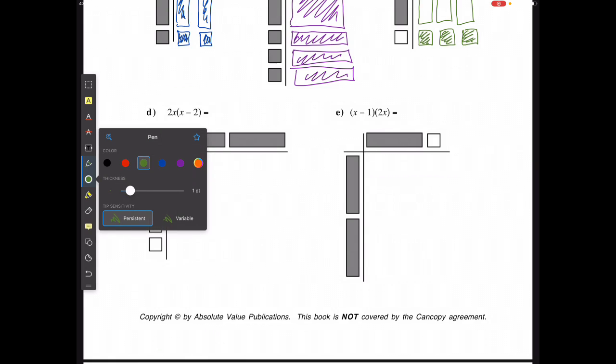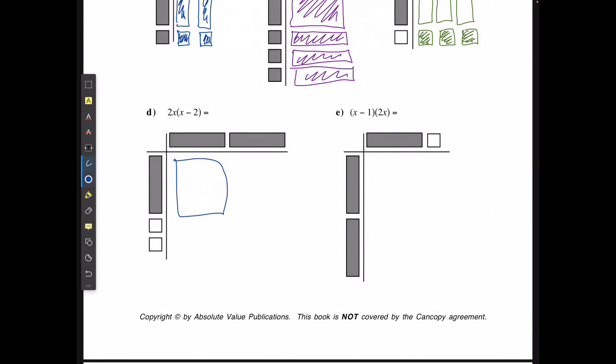For example D, I'm going to do the same thing. I'm going to say that these are going to give me big rectangles, big squares, and these are going to give me the rectangles. The shaded and shaded will wind up with the shaded, and the shaded times the clear are going to stay clear, and I'm going to wind up with 2x squared minus 4x.